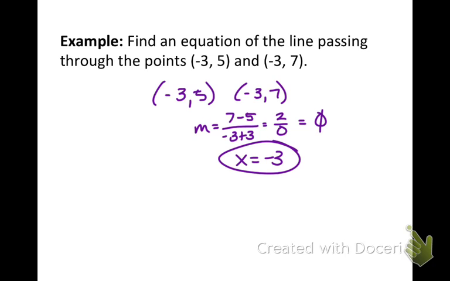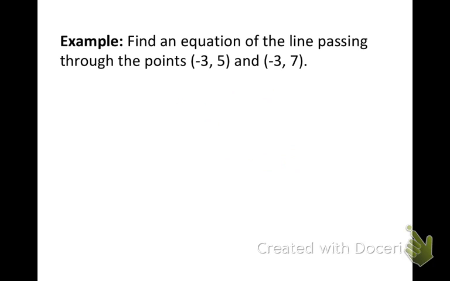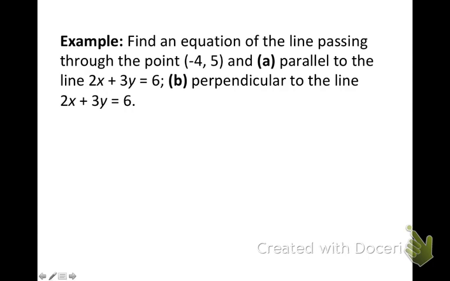Okay, so now what's going to happen is you're going to have to write an equation of a line that passes through a point. So find an equation of a line that passes through the point (-4, 5) and is either one, parallel to a given line, or two, perpendicular to a given line. In this case, we're going to find both.